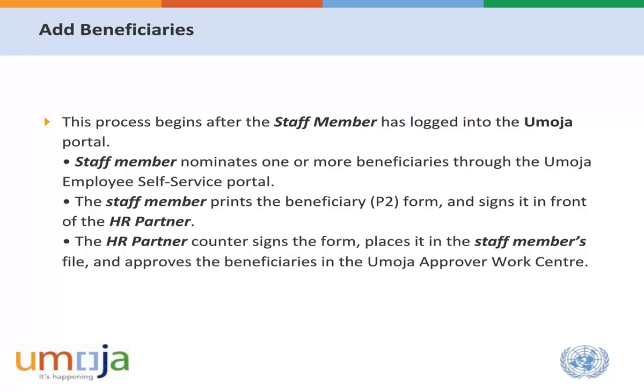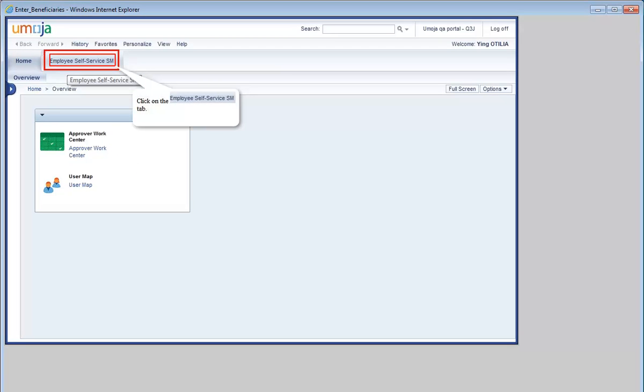The staff member prints the beneficiary P2 form and signs it in front of the HR partner. The HR partner countersigns the form, places it in the staff member's file, and approves the beneficiaries in the Umoja Approver Work Center. As part of the demonstration, we will show you how to nominate beneficiaries and print the beneficiary P2 form. Click on the Employee Self-Service tab.